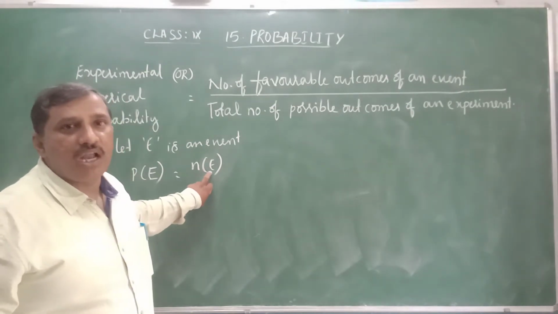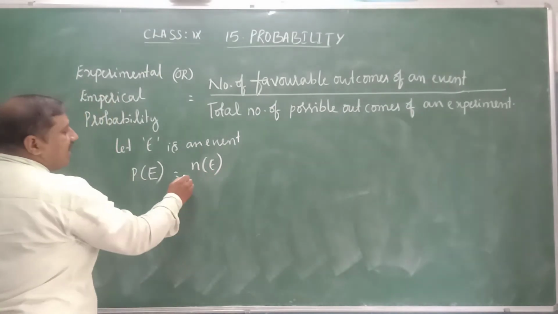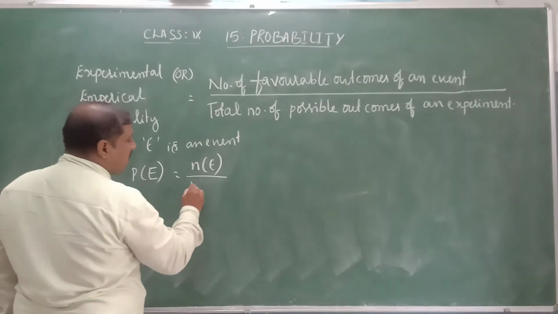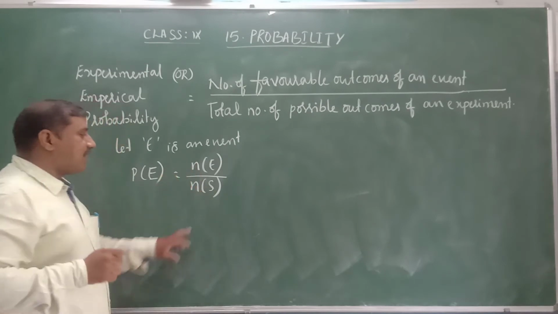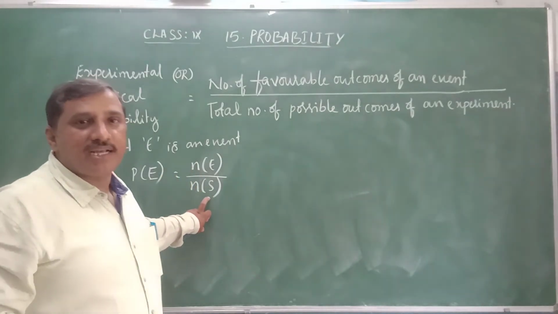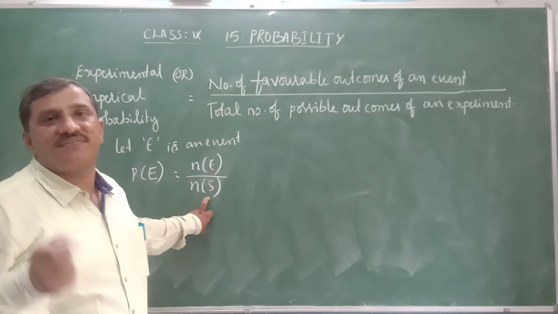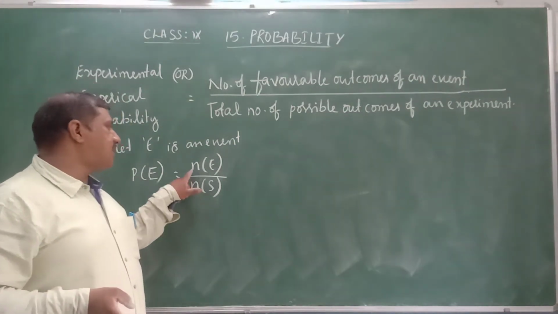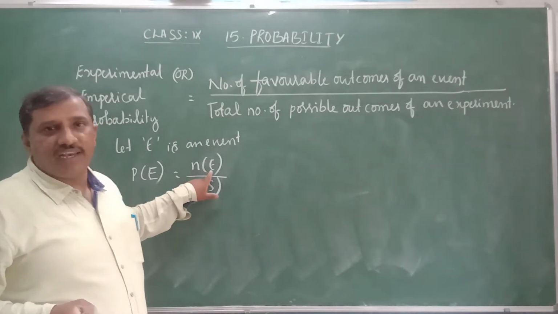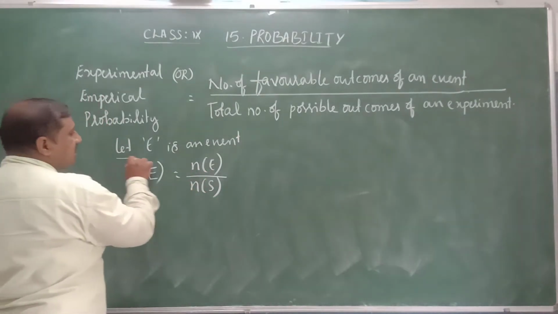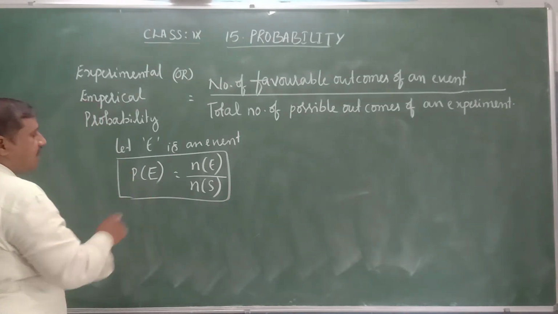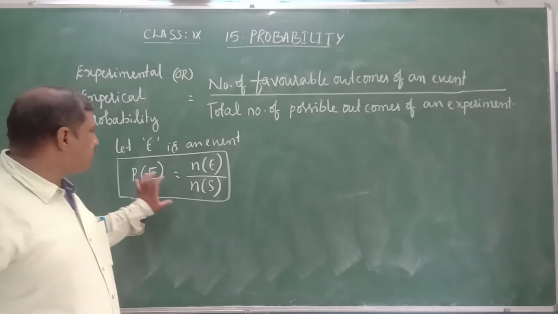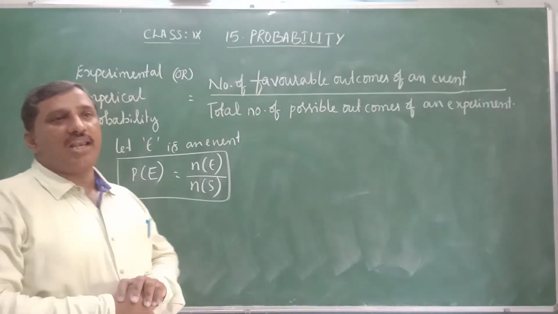It is the number of favorable outcomes of an event E divided by the total number of all possible outcomes of an experiment, that is N of S, where S stands for sample space. This sample space contains all possible outcomes of that experiment. That is the total number of possible outcomes, and this is the number of favorable outcomes of an event E. People write this formula symbolically as P of E is equal to N of E divided by N of S. A simple formula we can write symbolically, right?